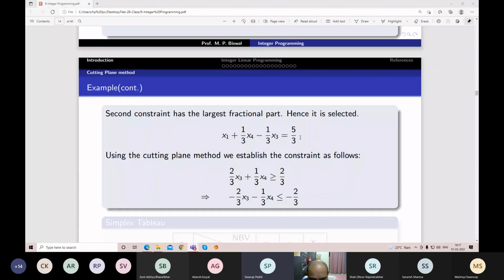Now this one is an equation and the second one is an inequation. Now you add or subtract them. If you subtract, what will happen? So x1 plus 1/3 x4 minus 1/3 x3 equal to 5/3. If you are adding, what will happen, and if you subtract, what will happen?